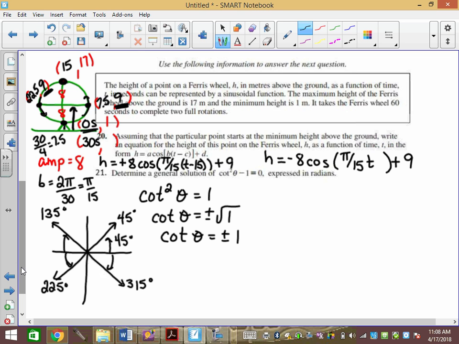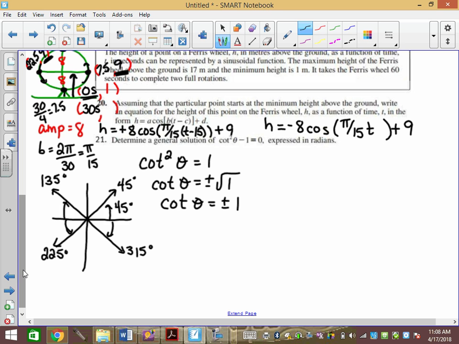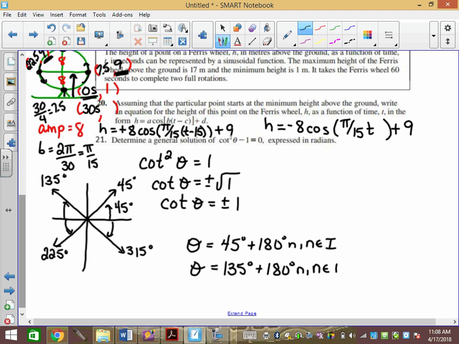45 and 225 are 180 apart. 135 and 315 are 180 apart. The general solution stuff we're doing more of in the next unit, but the general solution for this one in particular, we could go 45 plus 180n, n an integer, and I'll explain in a second why this isn't correct. It's close, but not correct. And then we go 135 plus 180n, n an integer, and it covers all the solutions, because these are 180 apart, and then these are 180 apart.